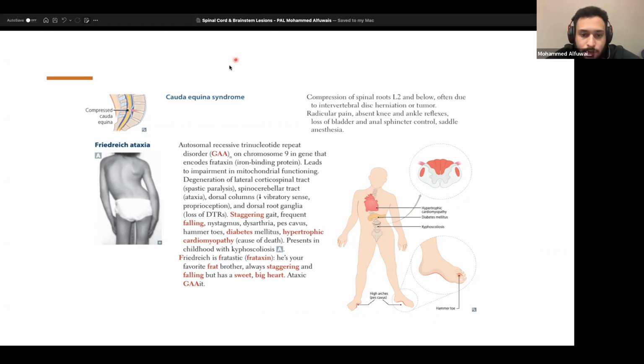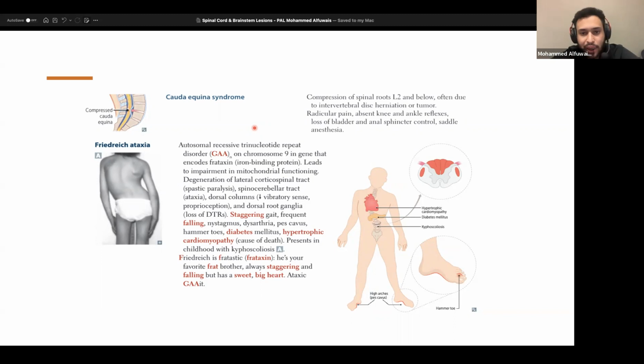Good, perfect. So the last thing is Friedreich's ataxia. Friedreich's ataxia is another congenital genetic defect. It's an autosomal recessive trinucleotide repeat disorder, where GAA repeats multiple times. It's on chromosome 9 and encodes frataxin, an iron-binding protein, leading to impairment in mitochondrial function. That's the pathogenesis. What you need to know is how to recognize the disease, but remember it's a trinucleotide repeat disorder. You might get as one of the answer choices, trinucleotide repeat disorder of GAA.